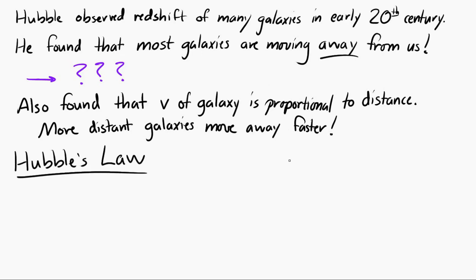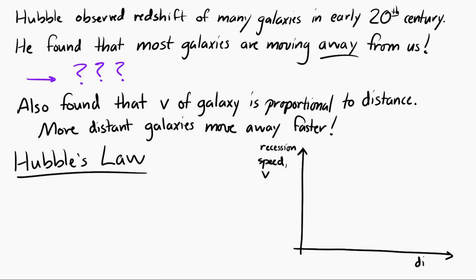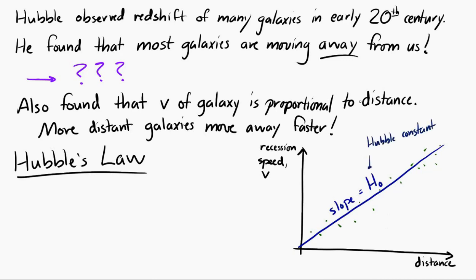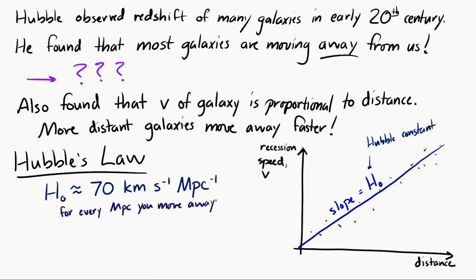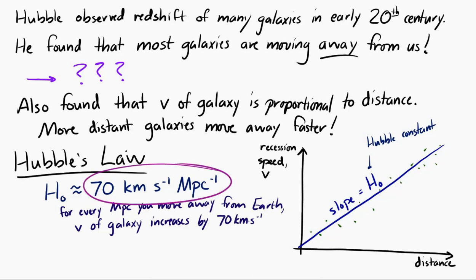If we draw a graph of the speed of the galaxy moving away from us versus the distance of the galaxy, the slope is called Hubble's constant. Hubble's constant, if we calculate it, is approximately 70 kilometers per second per megaparsec. What that means is for every megaparsec that you move away from the Earth, the recessional speed of a galaxy increases by about 70 kilometers per second. It's important to note that this value is an estimate. Different studies have shown slightly different values.